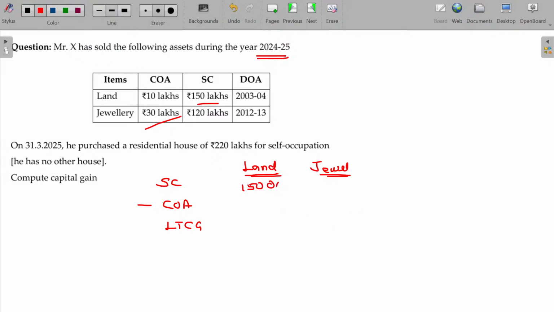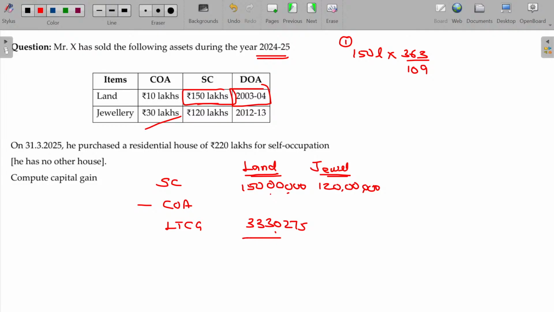150 lakhs, 120 lakhs. Cost of acquisition being 150 lakhs. Current inflation index 363. Inflation index in the year 2003-04, 109, I think. Now the indexed value here being 33 lakhs 30,275.